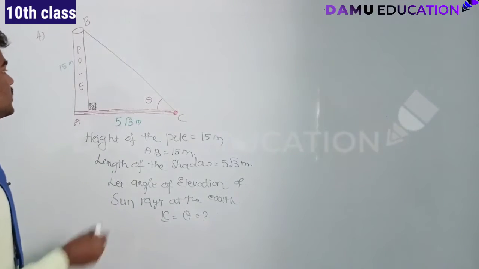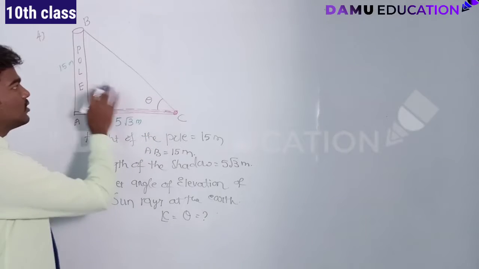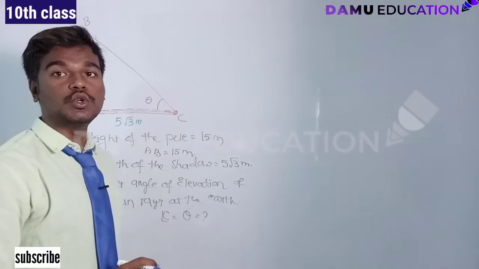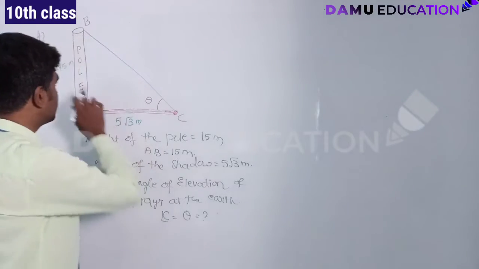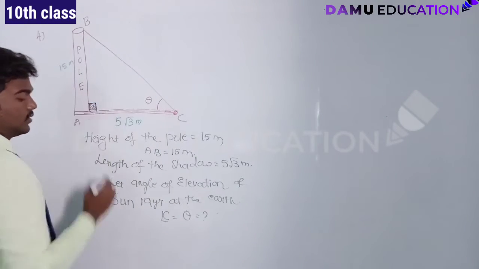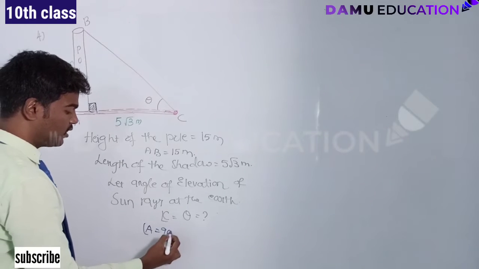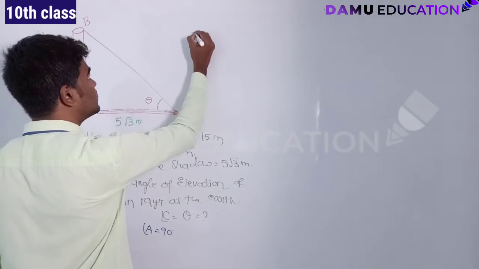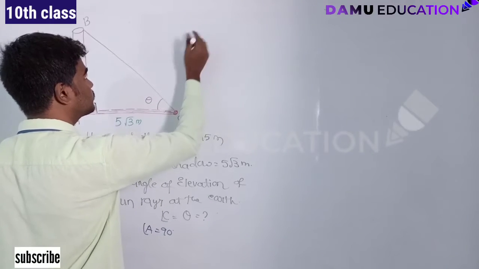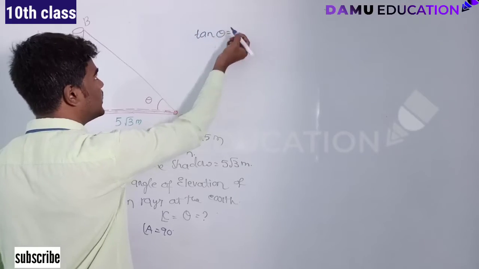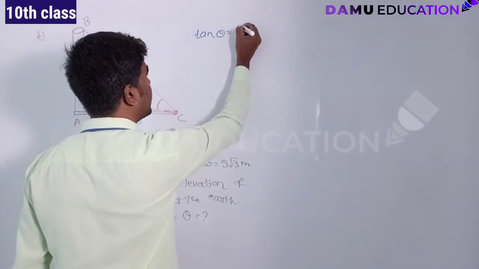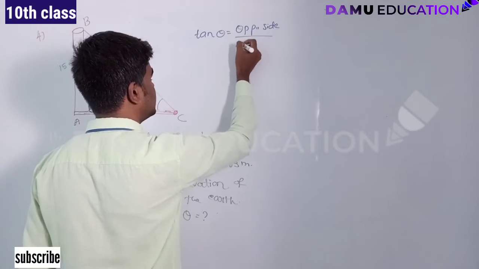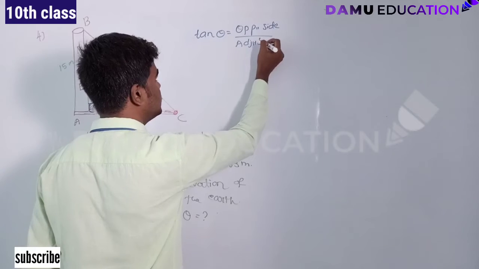So as we know, in this case there is an opposite side and an adjacent side. So we have to use the trigonometric ratio tan theta only. Why? Because here, for this theta, the opposite side is there, and this is 90 degrees, so angle A is equal to 90 degrees. Let's consider tan theta. Tan theta is equal to opposite side by adjacent side.